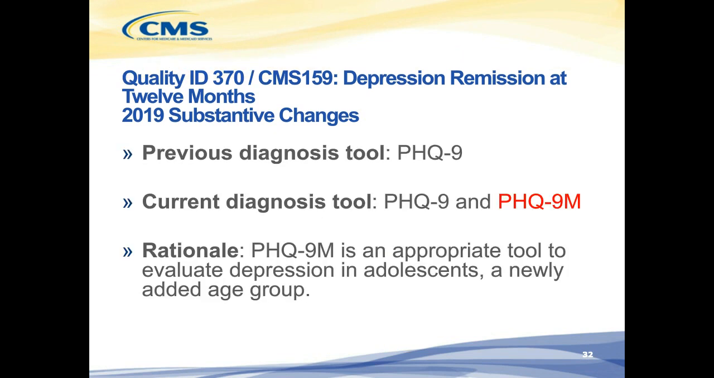The next change for this measure is allowing the ability to allow the PHQ-9M. The previous measure allowed the depression assessment to be the PHQ-9, and currently the measure now includes the PHQ-9 and the PHQ-9M. And the PHQ-9M is an appropriate tool to evaluate depression in adolescents, which is appropriate for the newly added age group.